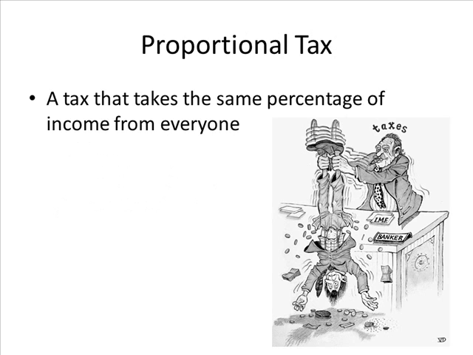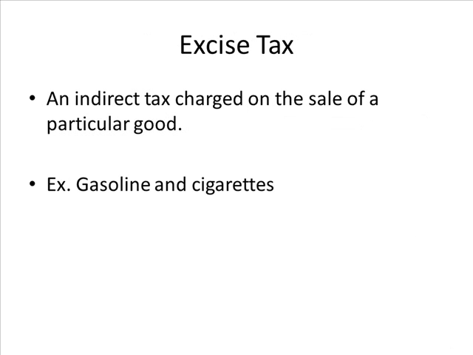The next type of tax that we have is a proportional tax. Most taxes, such as sales taxes and cigarette taxes and gas taxes, are going to be considered proportional taxes. The next type of tax we have is going to be an excise tax, and that's going to be an example that works hand in hand with the proportional tax. An excise tax is going to be something that's charged to the sale of a particular good or item, such as gas or cigarettes.